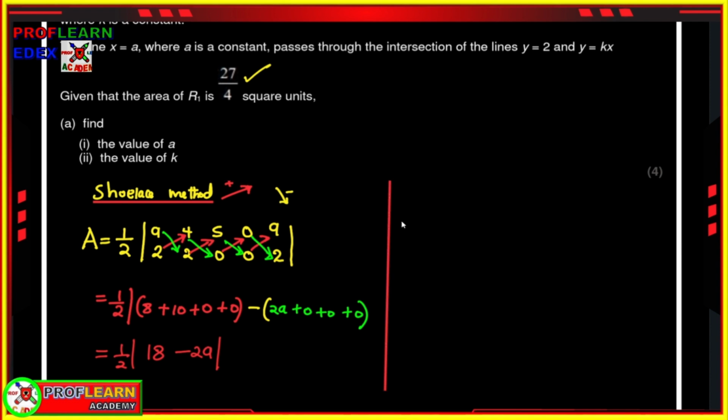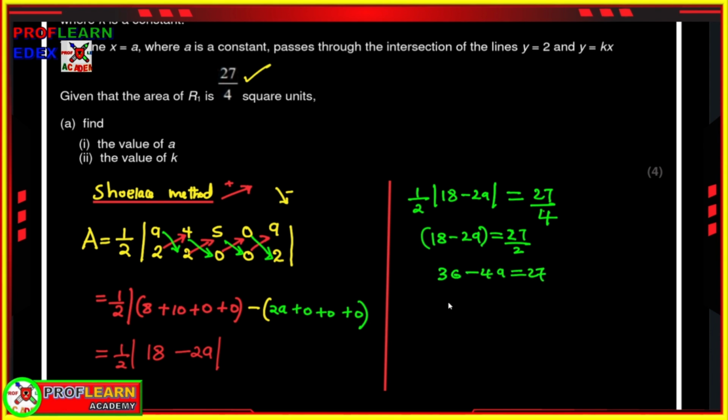So this is going to be equal to the area that we were provided, times 2 both sides. And then we are going to multiply again by 2 both sides so that I have 36 minus 4a equals 27. Solving for a, our answer is going to translate to what? 9 over 4, like that. So that is how we apply the shoelace method.